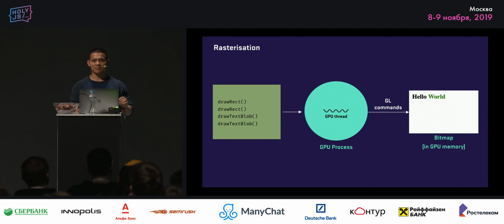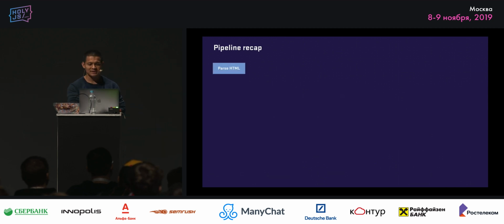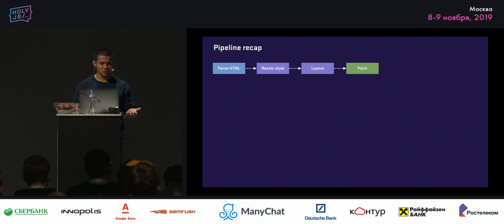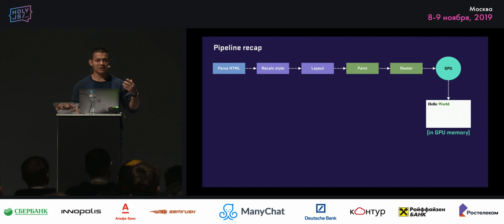Let's do a quick pipeline recap. We started by parsing the HTML into the DOM tree. Then we figured out how each node in the DOM tree is going to look in a process called Recalculate Style. Then we figured out where each node would end up in the viewport in a process called Layout, and we constructed a layout tree for that. Then we collected paint operations for the layout tree, and then we executed those paint operations in a process called Rasterization, and then we uploaded the generated image to the GPU via the GPU process, therefore having the code that we write as pixels in the GPU memory.